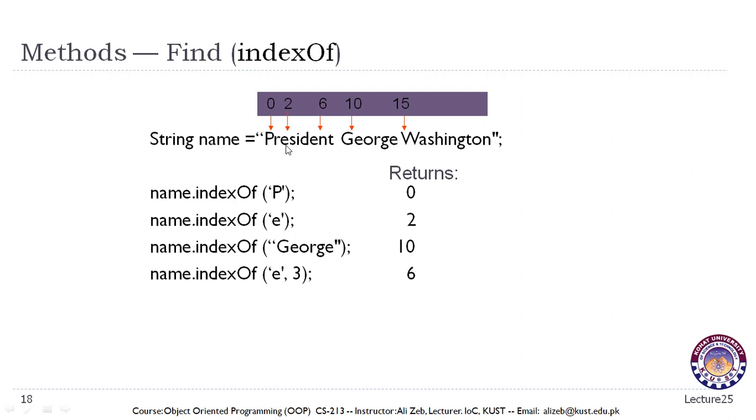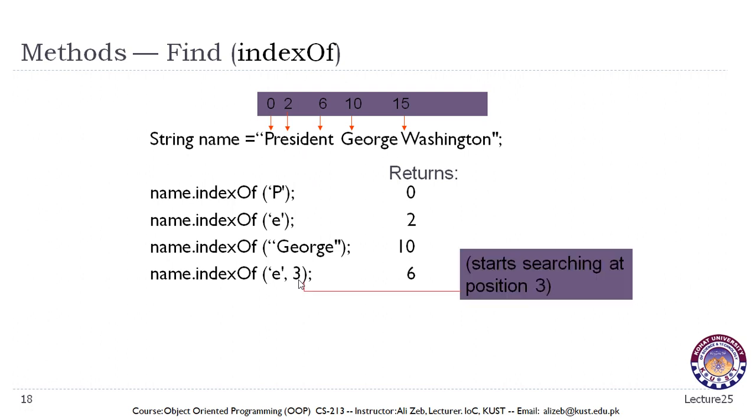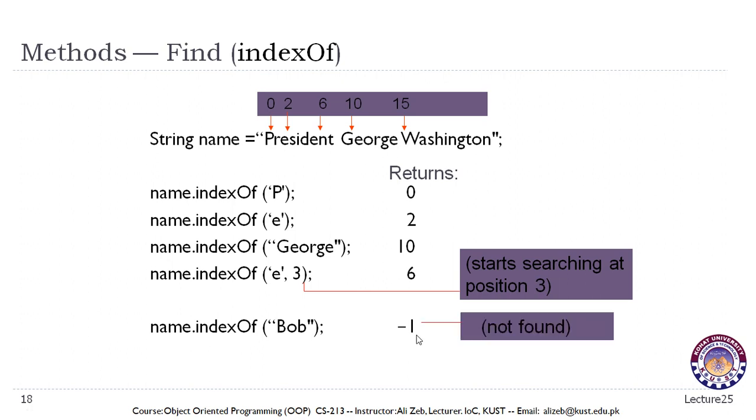Originally we have an E at position 2, but since we are ignoring the first three characters, we get the index position of the first E that is found after index 3. So it starts searching at position 3, and if you try to search for a certain string or character that is not there in our given string, then the indexOf method will return a -1 to us. So it is not found.